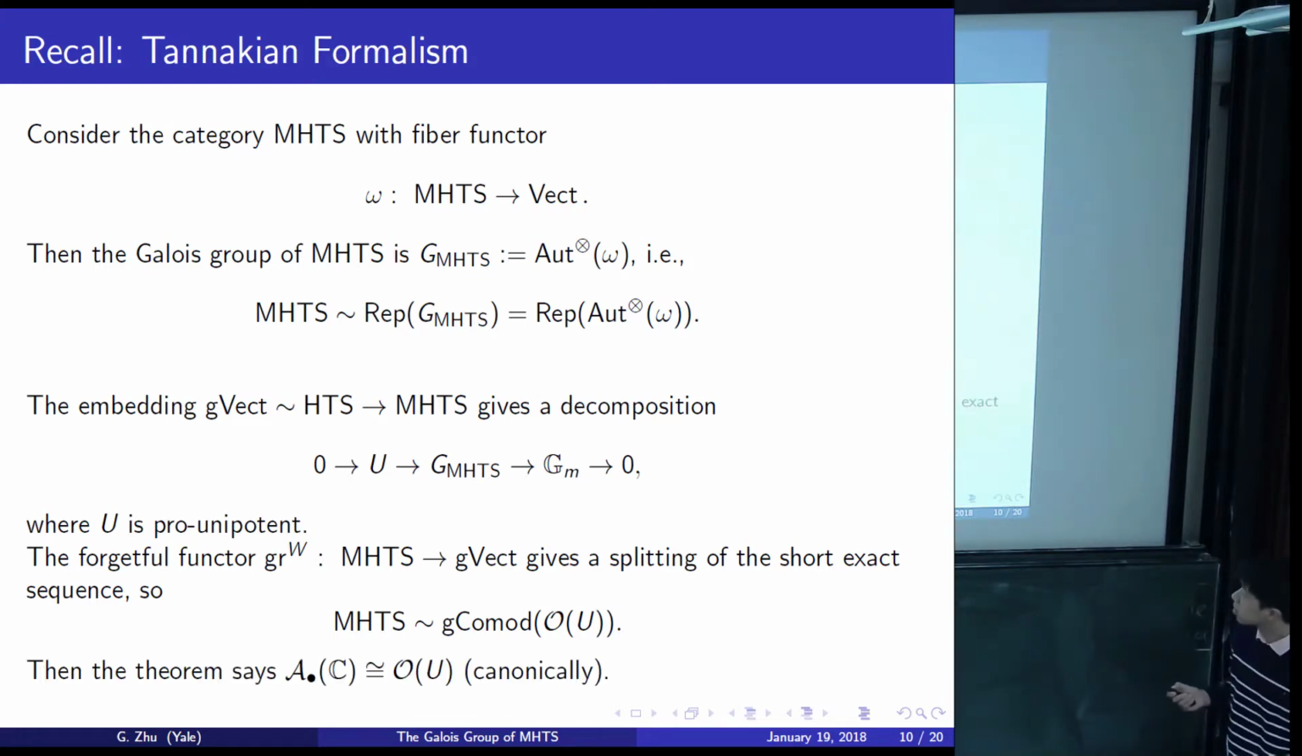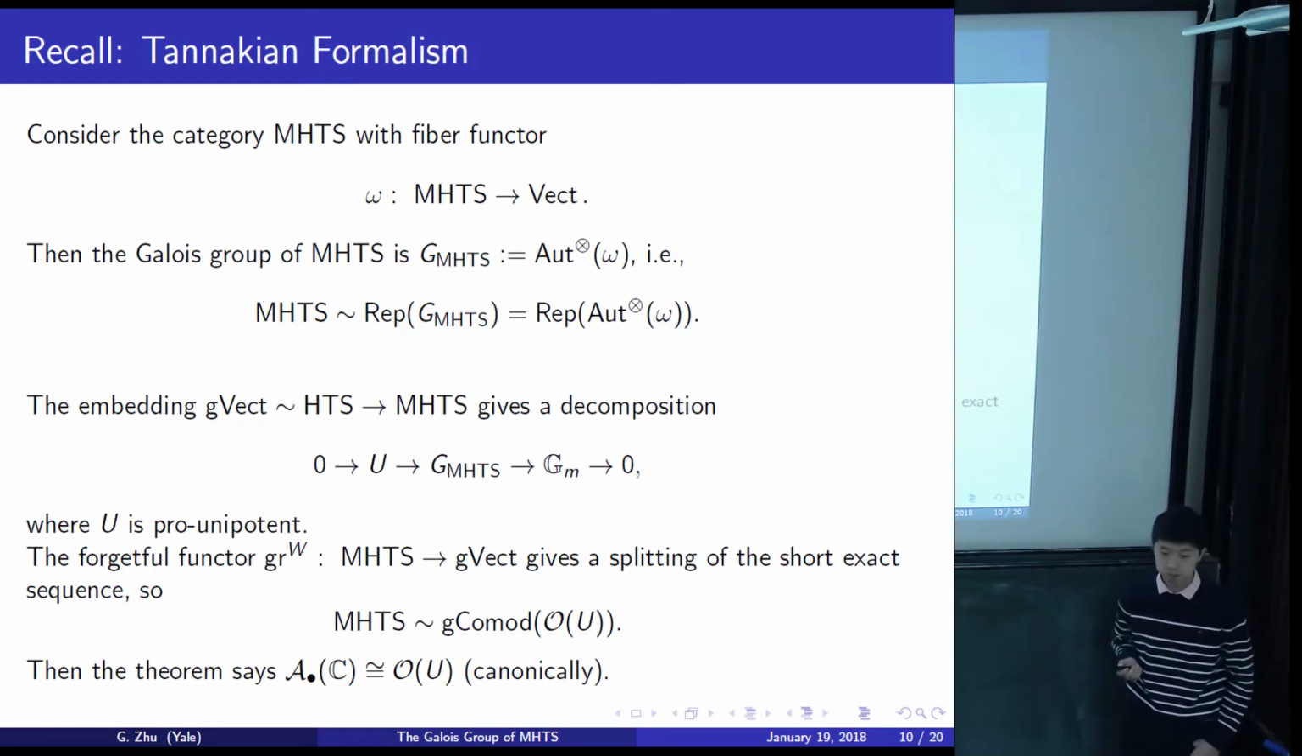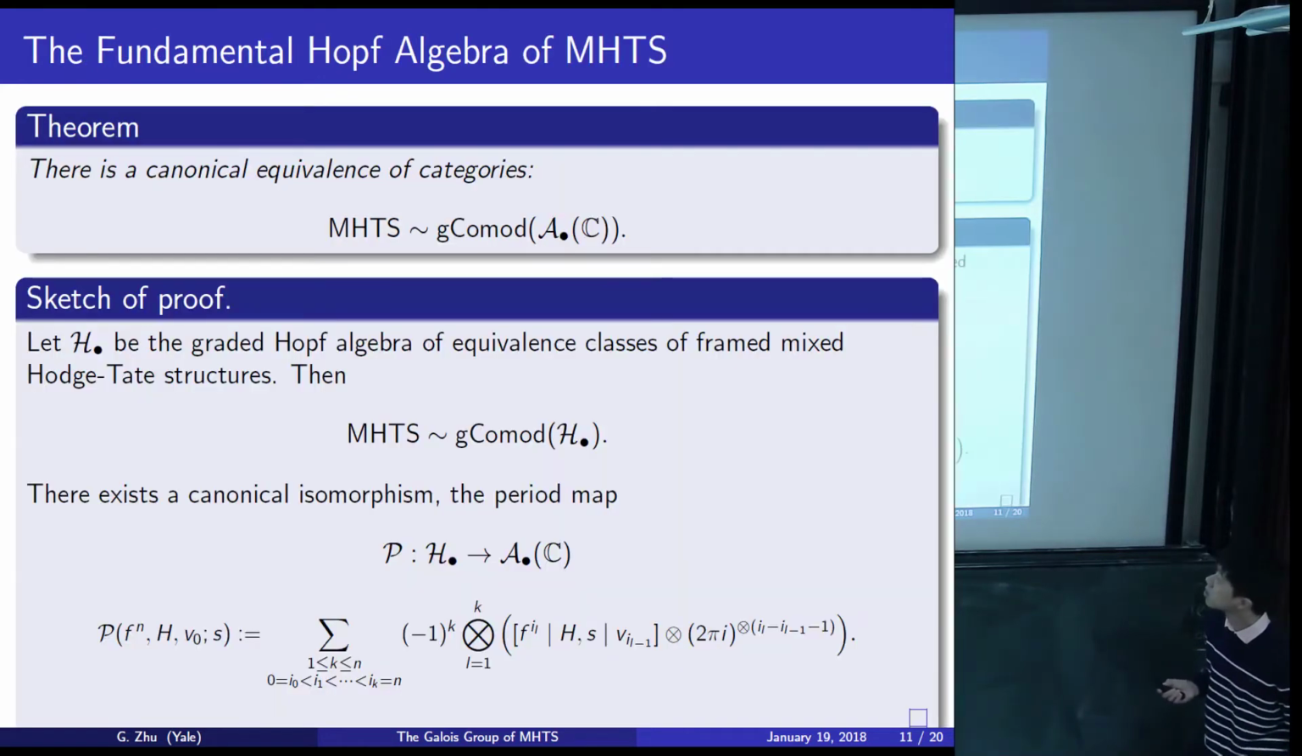So okay, that says we can split this short exact sequence, and that tells us this category is equivalent to the graded comodule of O of U. That is the graded representation of U. Graded just means the action of Gn. And our theorem just says our Hopf algebra is canonically isomorphic to O of U. Here I only give a quick sketch of the proof.